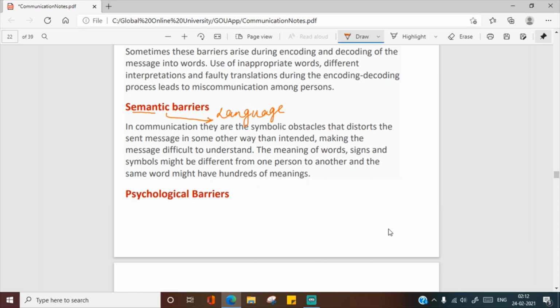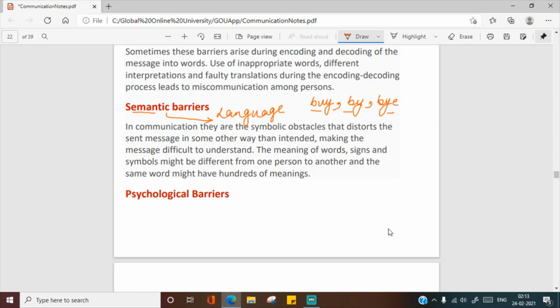For instance, say the word buy. Buy has got so many meanings. One buy is purchasing something. The other is by, like I will come by 7 o'clock, and the other is bye, when somebody goes we say bye. So these are many words that are pronounced in a similar way, but they have different meanings. So these are semantic barriers. Also, semantic barriers could arise when a single word can have different meanings in different languages. So that is also a semantic barrier.